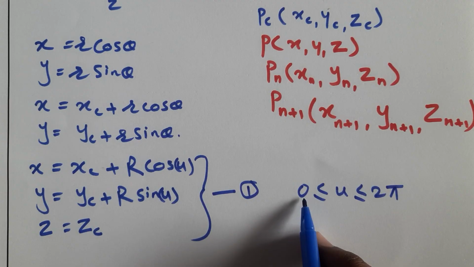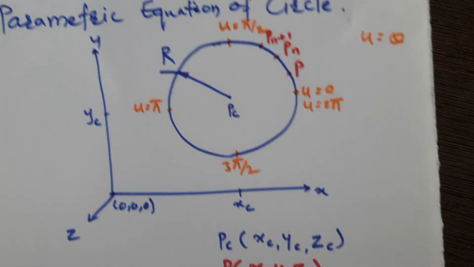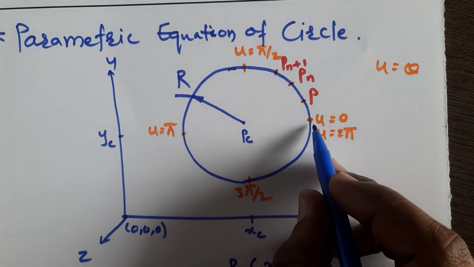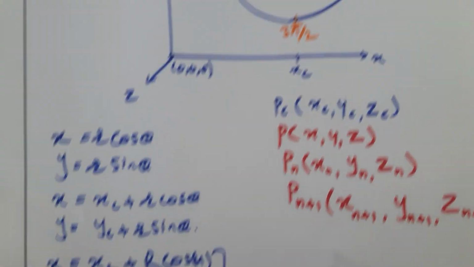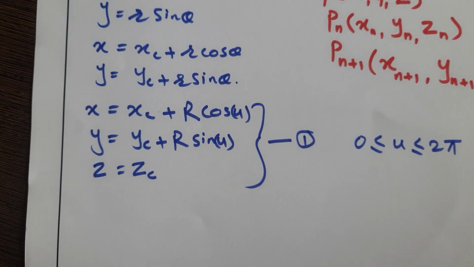So this is the lower value of u and this is the upper value of u, because your u will start from 0 and it will complete at 2 pi, 360 degree. So this is the parametric equation of circle. Now in the next video we will see the parametric equation of circle by recursive method.